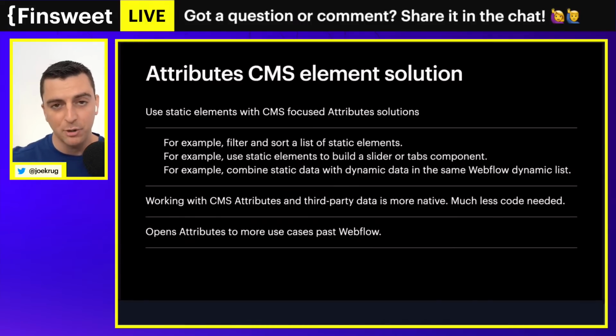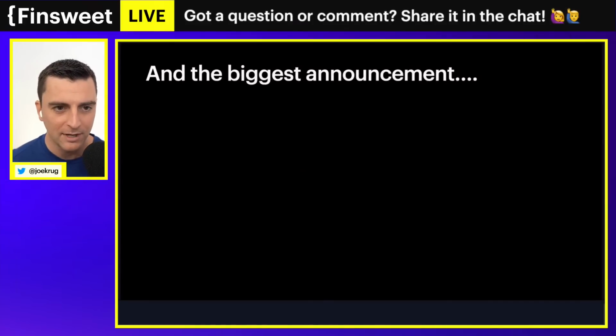We can filter and sort from a static list or create tabs or slides from static content. And this is going to make working with third-party data a lot more native inside attributes. It's going to require less code, and then it also opens to more cases past Webflow, so as to not lock ourselves into Webflow. We now have the ability to spread out a little bit more.